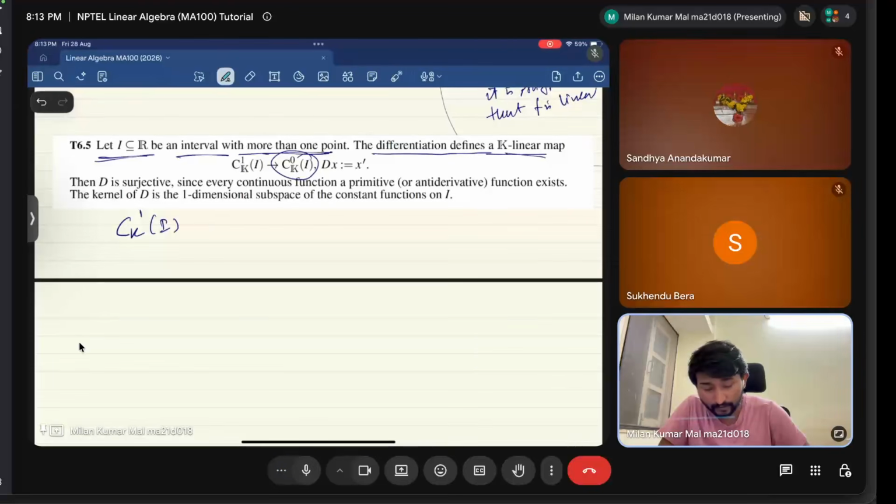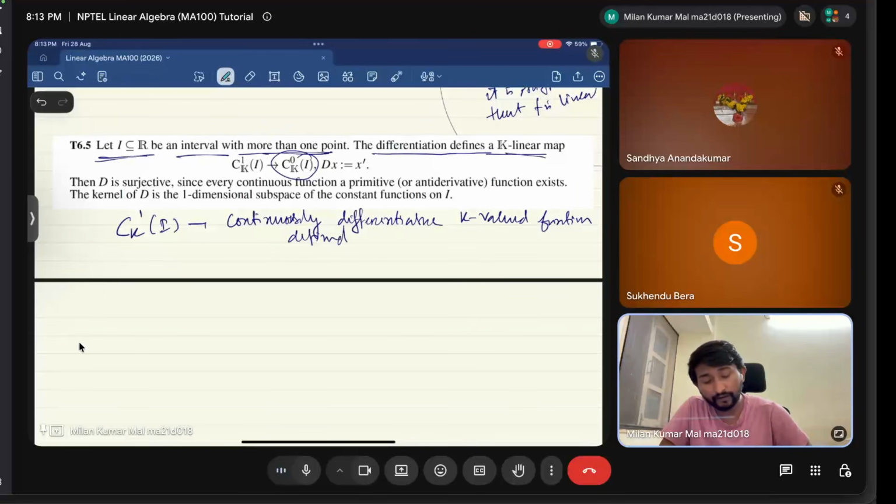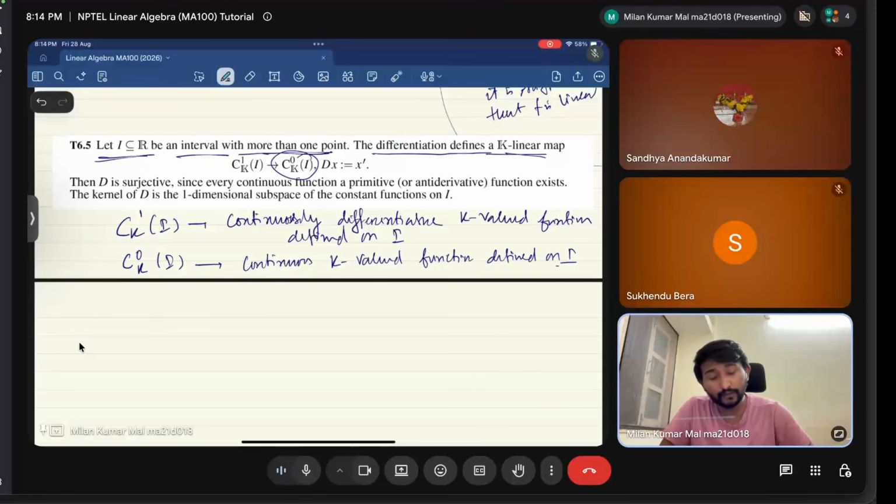C^1_k(I) is the set of continuously differentiable k-valued functions defined on I, and C^0_k(I) is the set of continuous k-valued functions defined on the interval I.